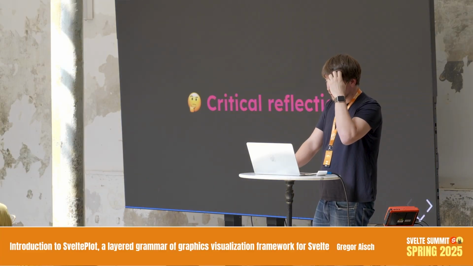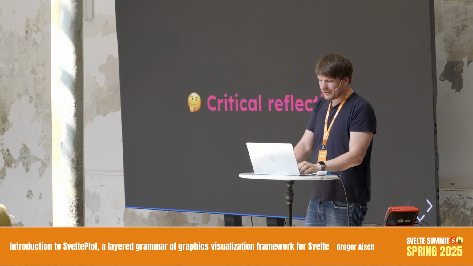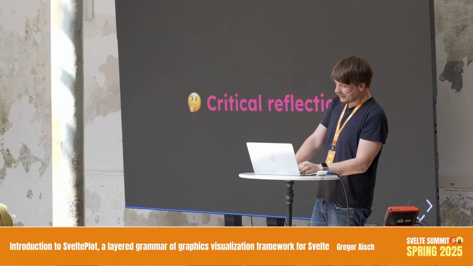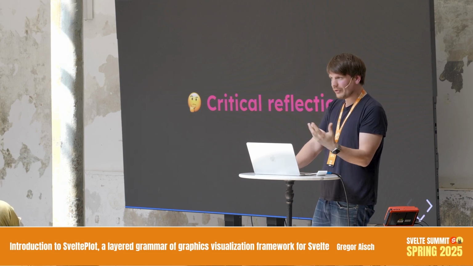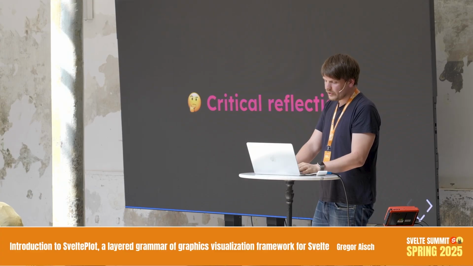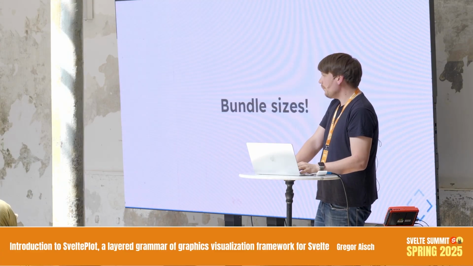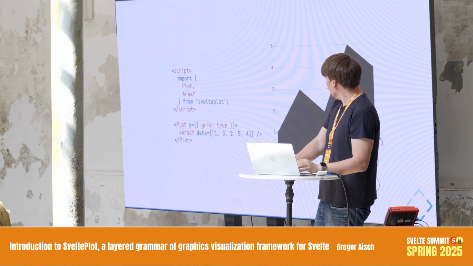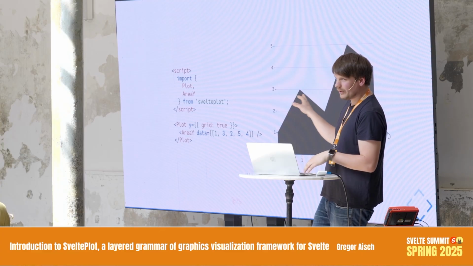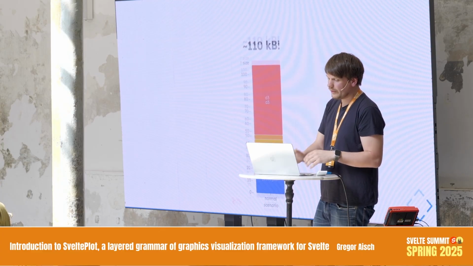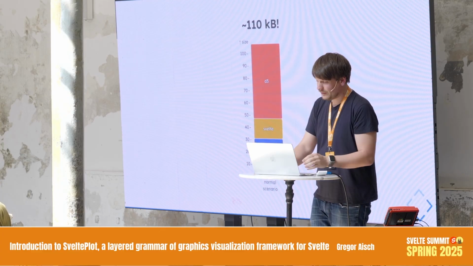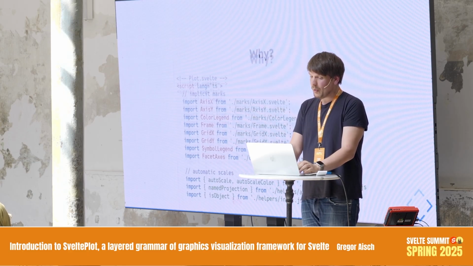Okay, but it's not all gold and shiny, so there's time for critical reflections, because we already had a lot of discussions about SveltePlot in our team, and a few issues we ran into, one being bundle sizes. So this is 3 lines of code creating a very simple area chart, but it comes at a staggering 110 kilobytes. Why is that?